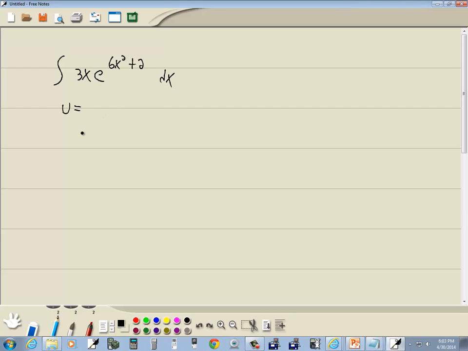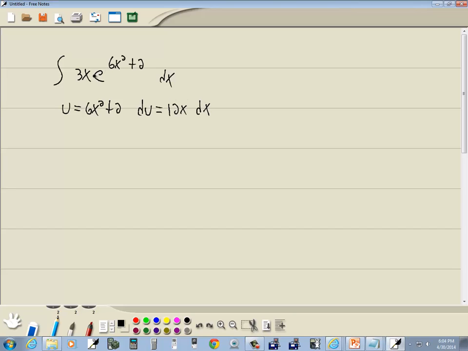If you have parentheses to a power, use what's inside the parentheses. If you have a radical, use what's inside the radical. If you have e to a power, which we have in this problem, then u is your power. So u is 6x squared plus 2. Then the derivative of that would give us 12x, and then we add on a dx.